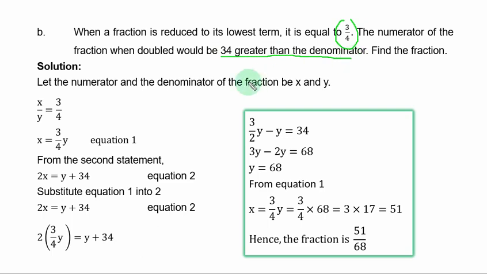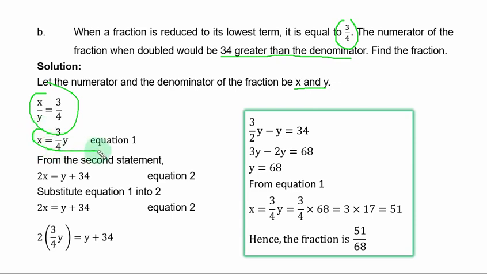Let the numerator and the denominator of the fraction be s and y. So s over y, if you reduce it to its lowest form, it is equal to 3 over 4. That is s over y equal to 3 over 4. You can express any of the variables in terms of the other. So let's express s in terms of y and call that equation 1.